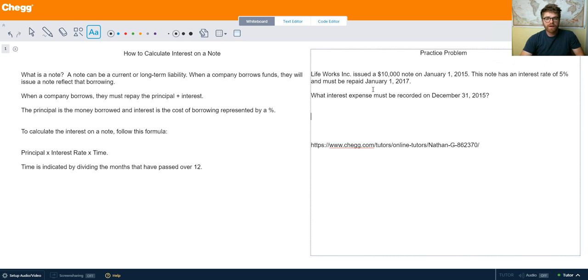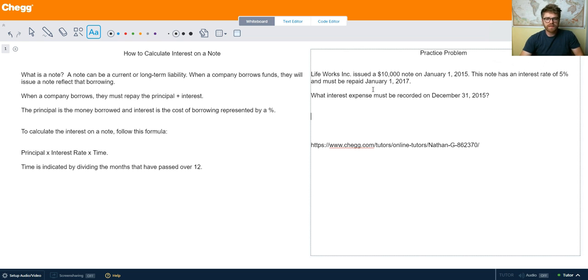Today we're going to be talking about how to calculate interest on a note. So first off, what is a note? Well, think about it as a company that's borrowing money from a bank or any other type of lender, where they're going to owe that money back plus interest.